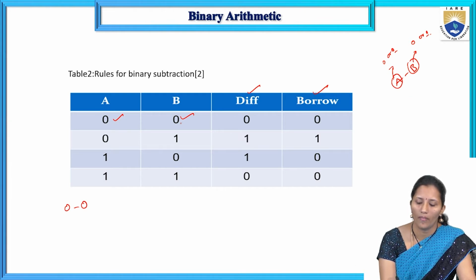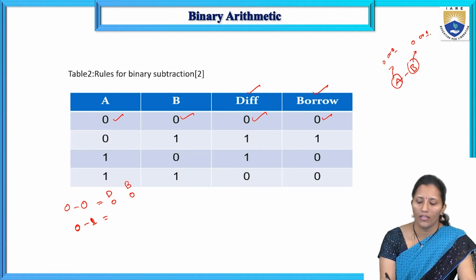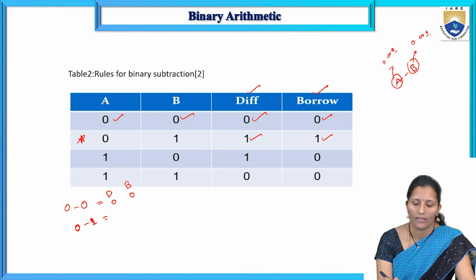If a larger number is subtracted from a smaller number, we will get the borrow. Okay. So, 0 minus 0. Here, the difference is 0 and borrow is also 0. 0 minus 1. 0 is the smaller number. 1 is the larger number. So, we are subtracting the larger number from the smaller number. So, here we are going to take the borrow. So, the difference is 1. Borrow is also 1. We have to remember this one in binary subtraction. Okay, 0 minus 1 is 1 difference and borrow is also 1.